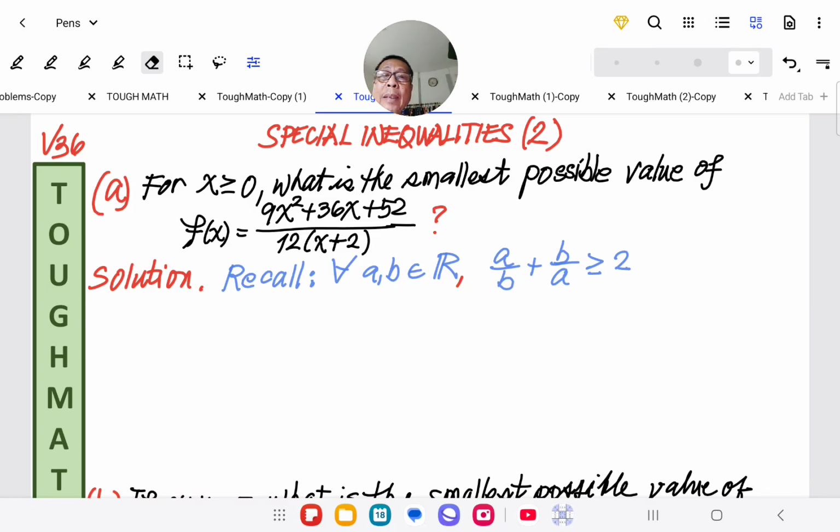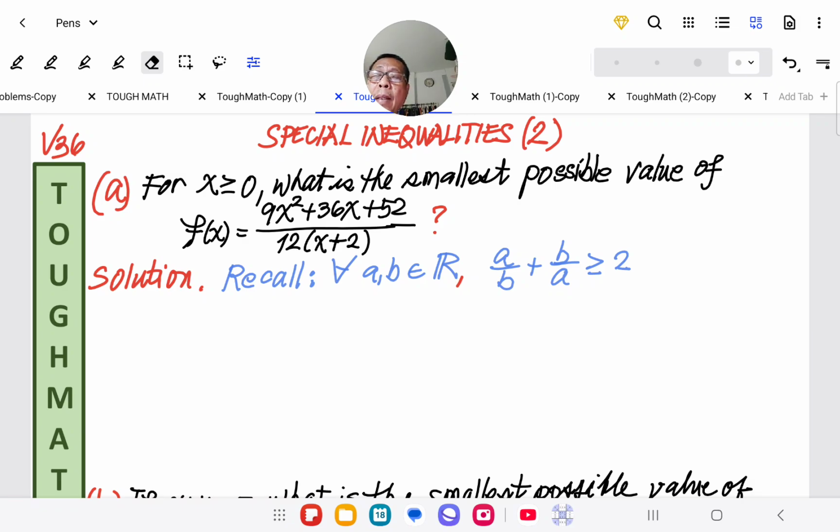Okay, for today we will continue our discussion on special inequalities. So this is part 2 of special inequalities. And again, we will consider two problems and we leave a challenge at the end.